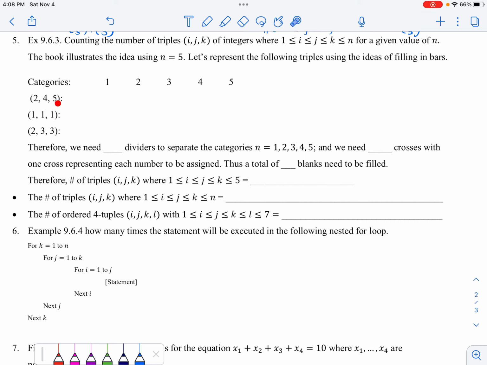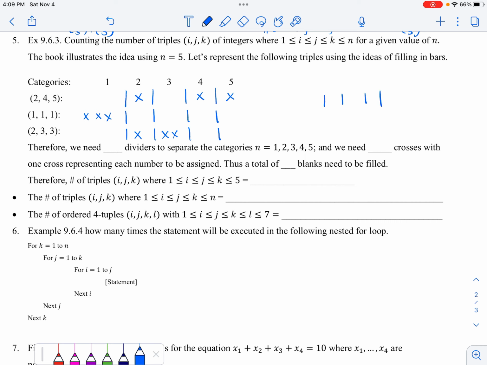When you see 2, 4, 5, that means you are choosing a 2, you're choosing a 4, and then you're choosing a 5. So think about it as having dividers in between these categories, and each cross means the item that is chosen. So 1, 1, 1 means I have chosen 1 three times, but I chose nothing from the other categories. And 2, 3, 3 means 2, 3, and 3, and nothing else is chosen from the other categories.